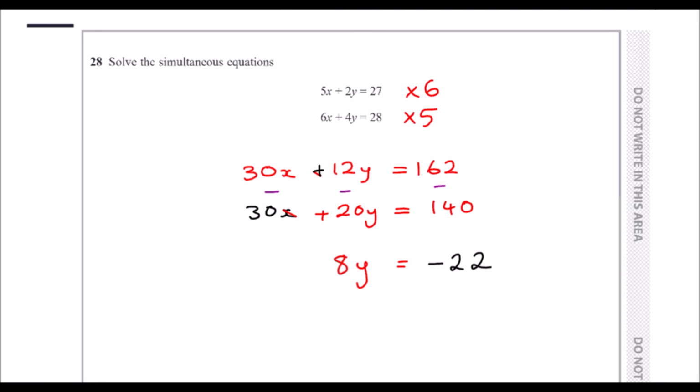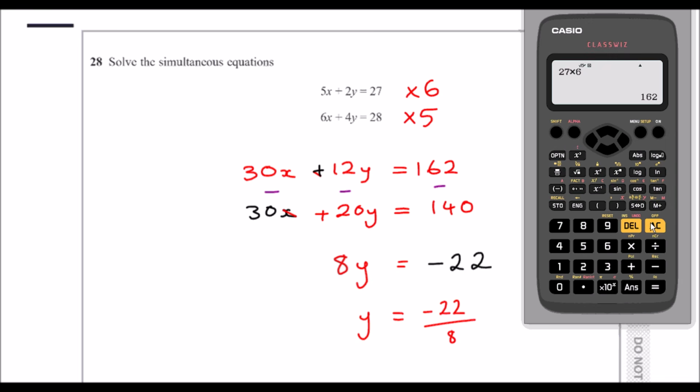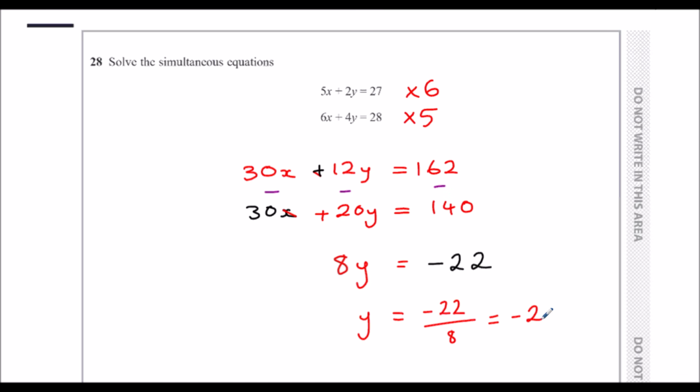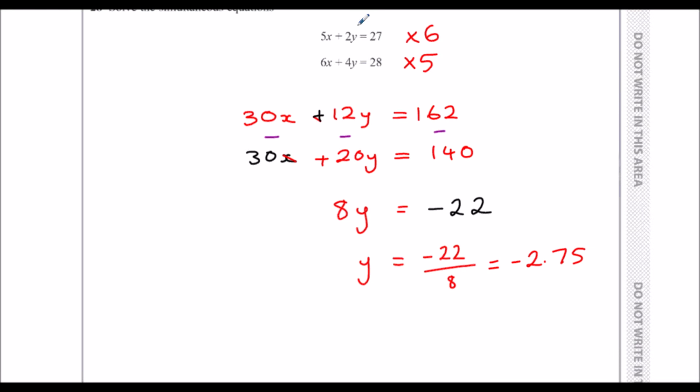I want y by itself, so I'm going to divide both sides by 8. So negative 22 divided by 8 is negative 11 over 4, or minus 2.75. So that's my y. I need to find out x still. So I'm going to substitute in to the top equation. So 5x plus 2y's, which is negative 2.75, equals 27.